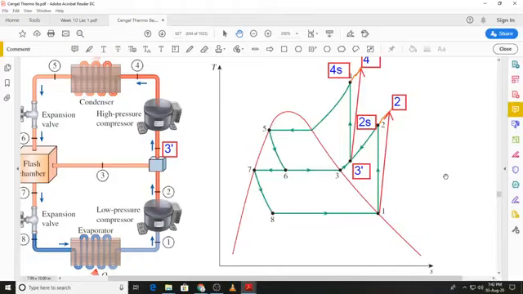So we will carry on with some more examples in the next lectures, and we will now move on to examples from the air conditioning portion of our course.